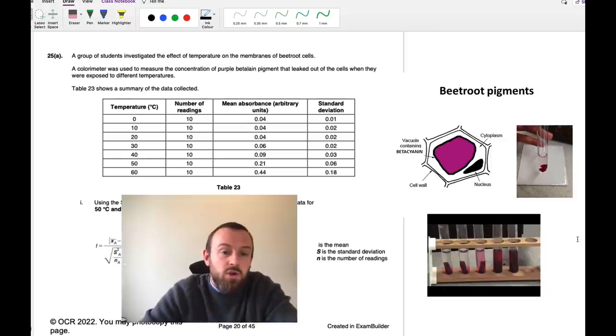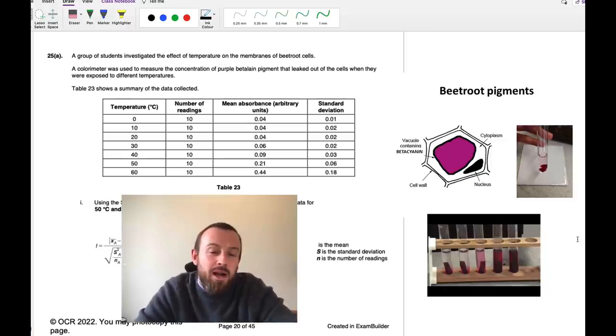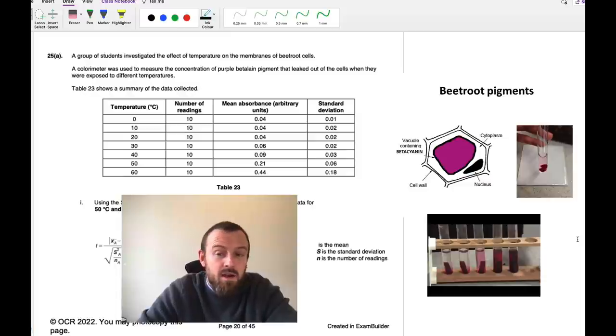Okay, this question 25 is another membranes practical question. So this is maybe the other practical that I suspect might be coming up this year. First one, the osmosis potato one. Second one, membrane permeability, beetroot. I've stolen some pictures here to illustrate it.